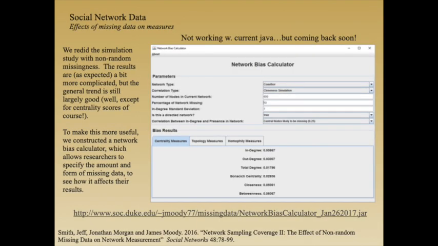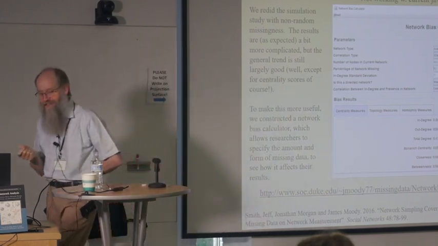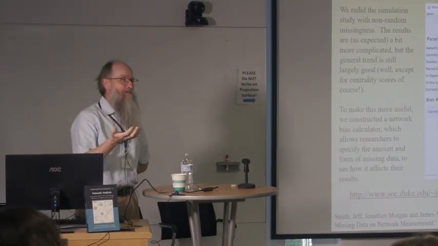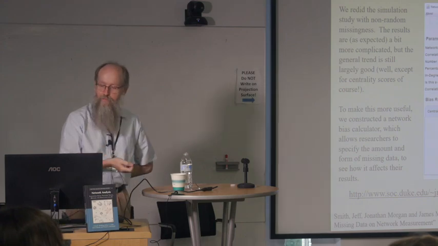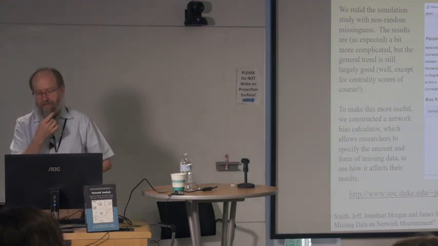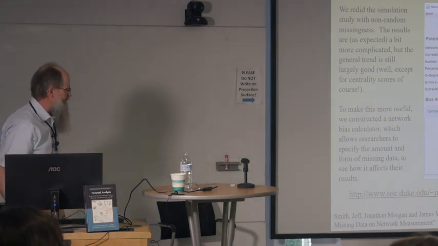Now the reviewers rightly said, come on, Moody. No one goes to a hard copy of a journal and looks anything up anymore and traces through the back of a table. Find something for us that people can actually use. Make us an app. So we did. We made a little app, which is our network bias calculator.